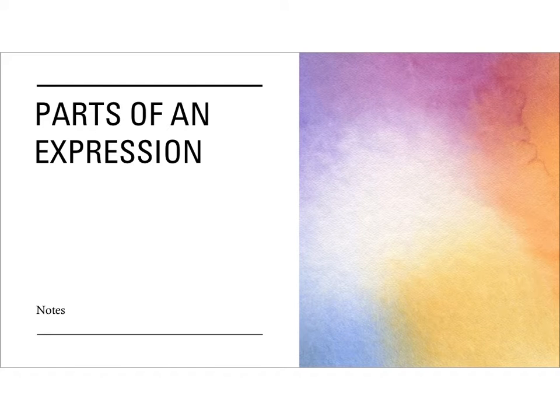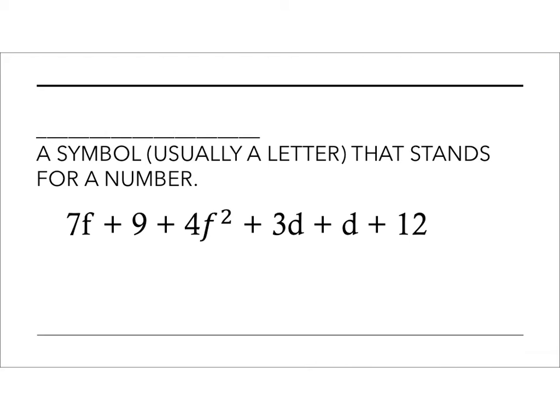Hey guys, so today we're going to talk about parts of an expression. We're going to talk a little bit about some vocabulary and then show some examples. All right, so our first vocabulary word is variable. A variable is a symbol that is usually a letter that stands for a number.